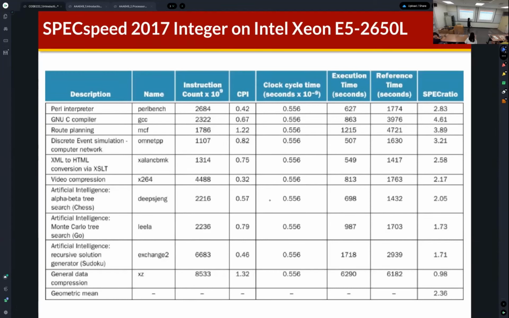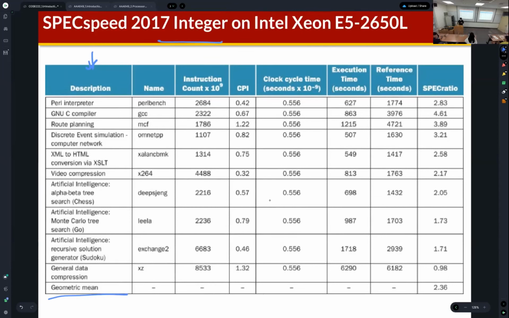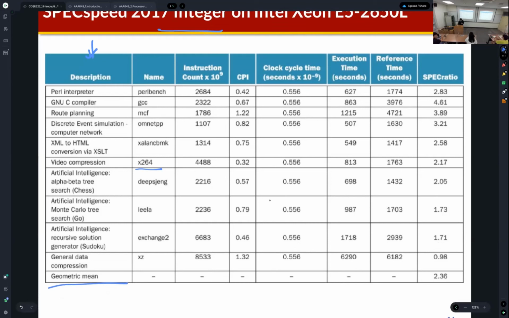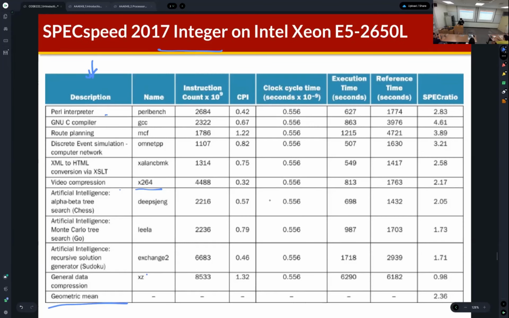This table shows an example of SPEC benchmarks. Actually the integer type benchmarks, and this table also shows the results of the SPEC benchmark. As you can see, if you use this column, you can find which application is used as the SPEC speed integer type benchmark. Like GCC is the C compiler, and you can find that x264 is video compression, and there is also a data compression application and an interpreter. So you can find different types of applications in the SPEC integer benchmarks.